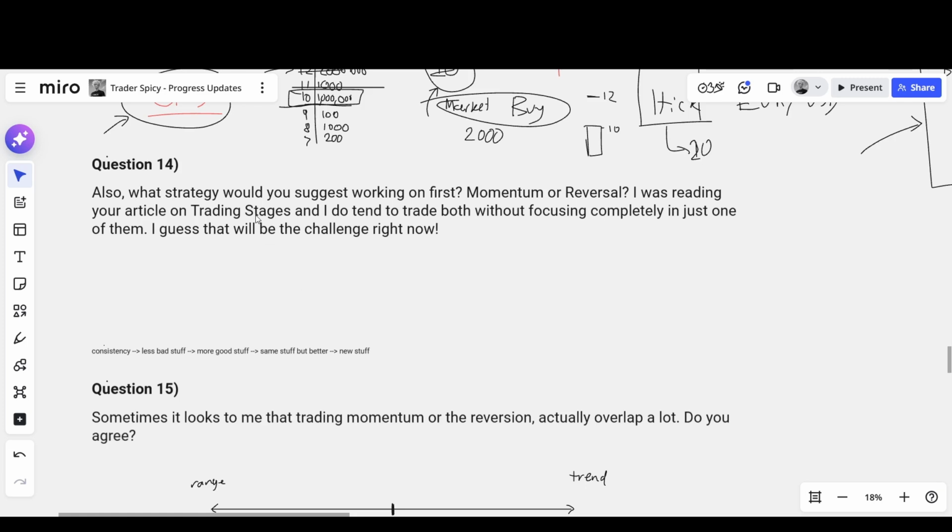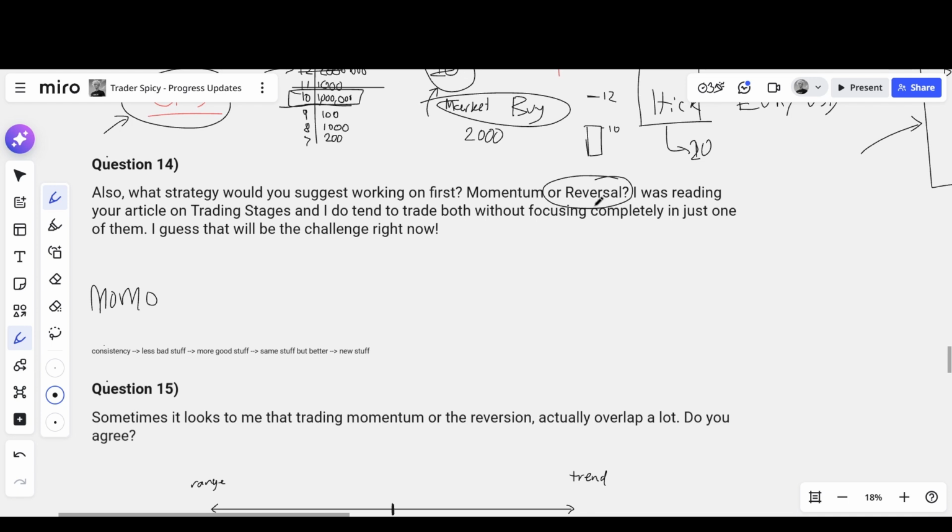What strategy would you suggest working on first, momentum or mean reversion? Okay, so what I would recommend is start with momentum. It's a lot easier to learn. There are less nuances. It's not as complex, and there's fewer things to worry about compared to mean reversion.